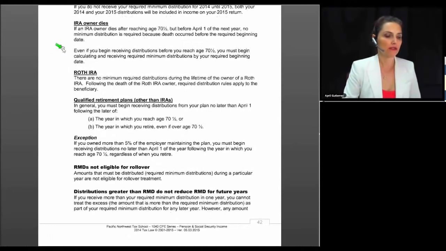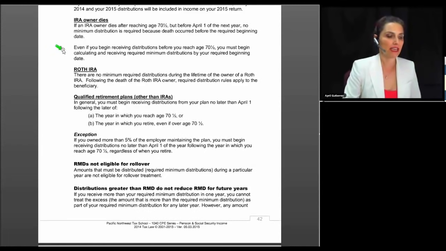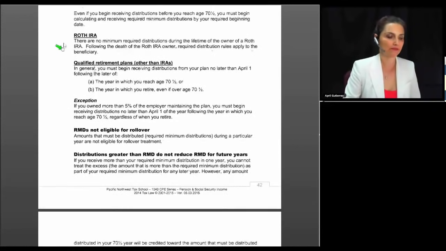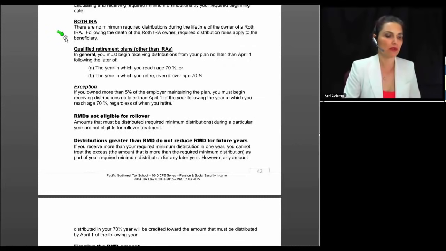If an IRA owner dies after reaching age 70 and a half, but before April 1st of the next year, no minimum distribution is required because death occurred before the required beginning date. Even if you begin receiving distributions before reaching age 70 and a half, you must begin calculating and receiving required distributions by your required beginning date. For Roth accounts, there is no required minimum distribution during the lifetime of the owner of the Roth IRA, but following death, the Roth IRA required distribution rules apply to the beneficiary.